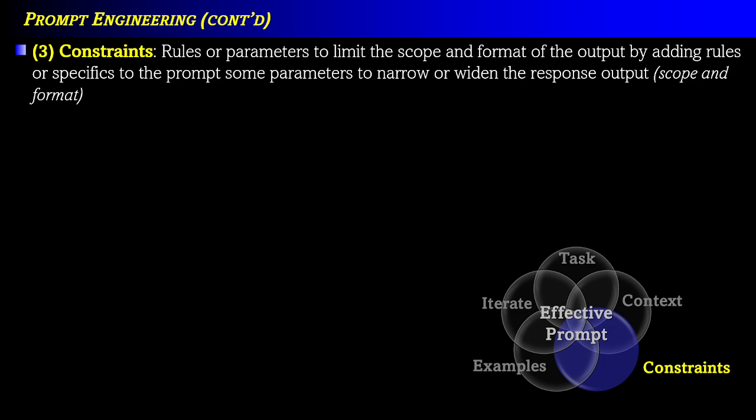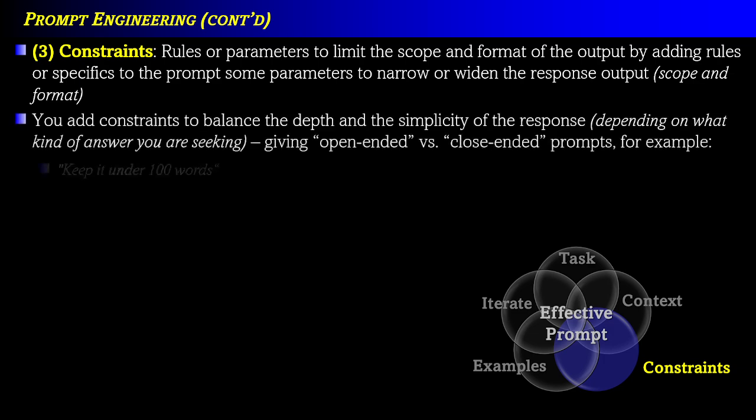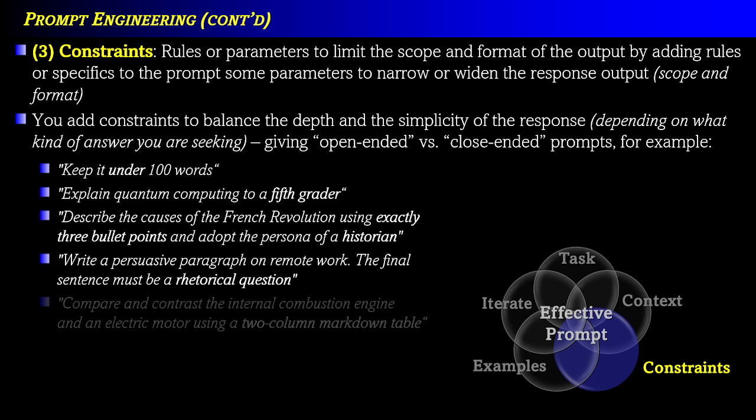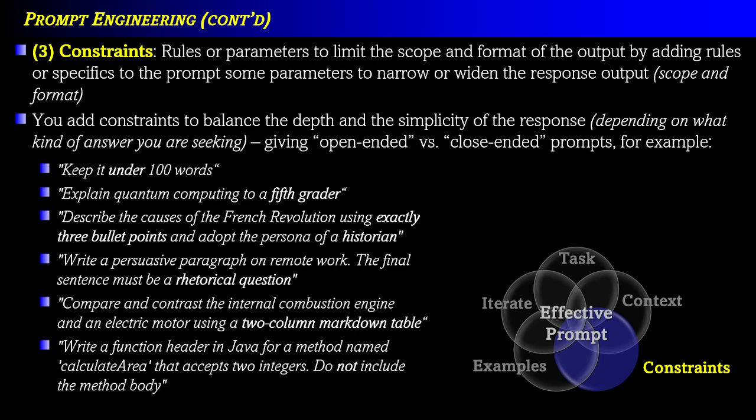So you're dealing with scope and you're dealing with format. You add those constraints to balance the depth and or the simplicity of the response, depending on what kind of answer you're seeking, giving open-ended versus close-ended prompts. So let's look at some examples. To add to the prompt the following tokens or the following words.